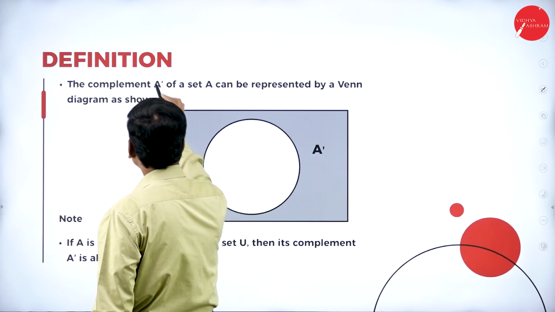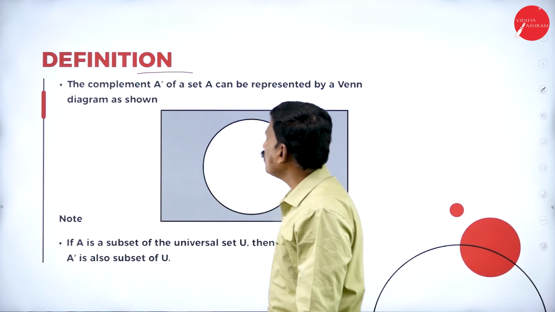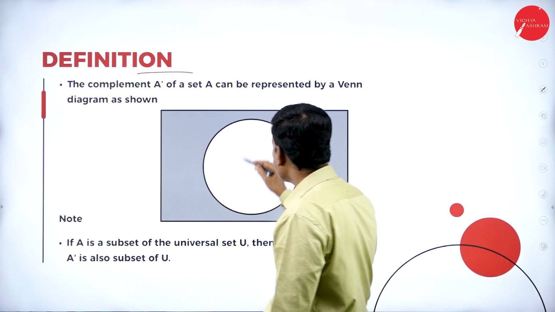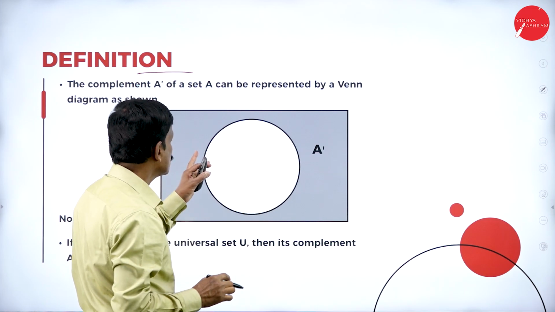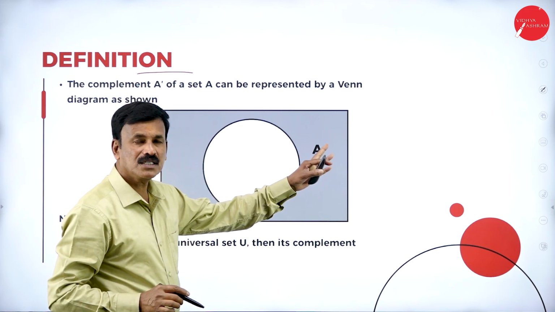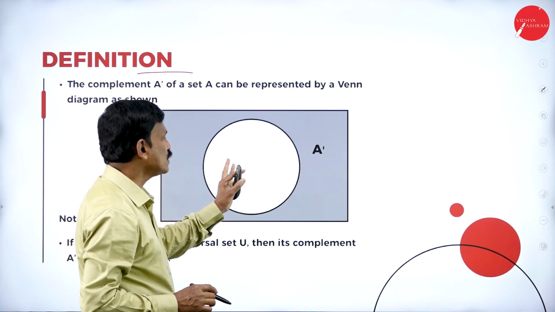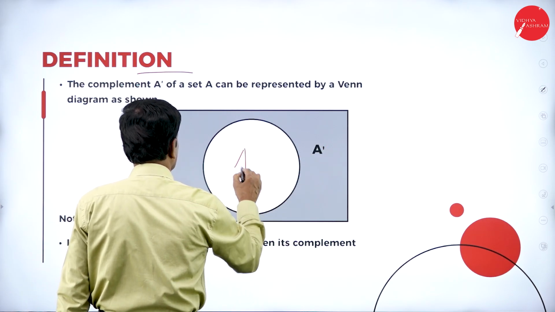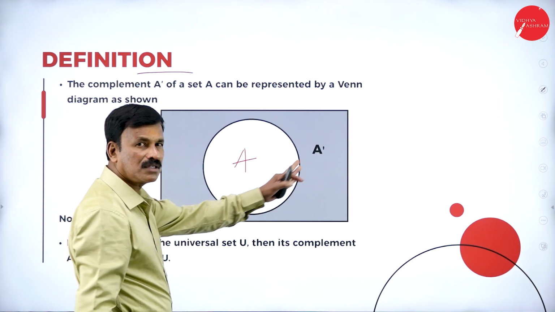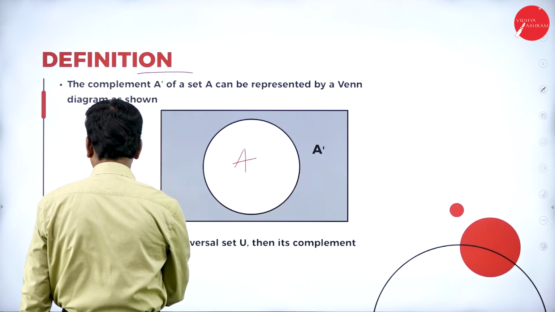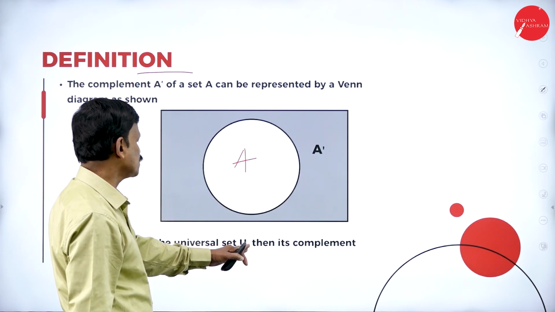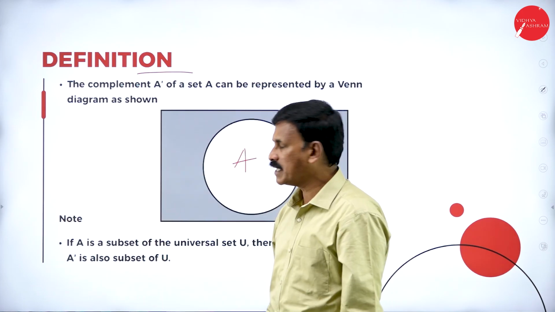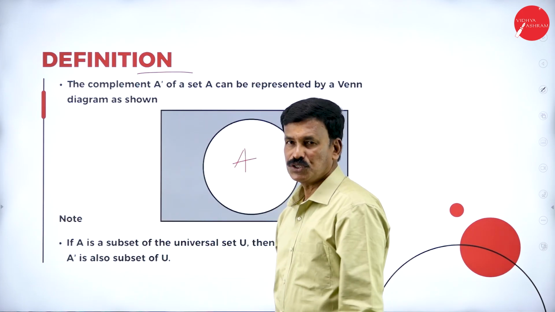Now, how to represent this in a Venn diagram? The complement A dash of a set can be represented in a Venn diagram. This is the universal set, and the complement of A is A dash. All the elements other than A are called A dash. So if this is A, then all the other elements are A dash. A is a subset of the universal set U, and the complement A dash is also a subset of U.